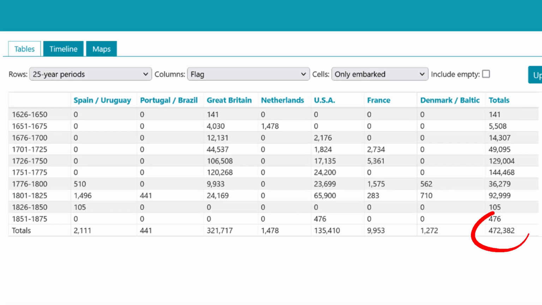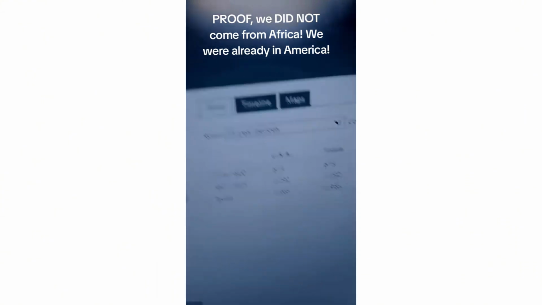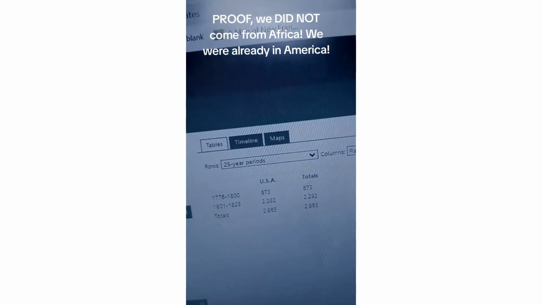And then here we have the numbers. Almost 500,000 individuals, and again, this is just the ones that are documented. We can see 2,000 brought here by Spain, 400 by Portugal. The most came from Great Britain, so 320,000. Of course, these were the people who were bringing Africans here before America was established. 1,500 from the Netherlands, 135,000 from the US. Starting at 1776, that is when we start to see these imports of Africans coming over here.